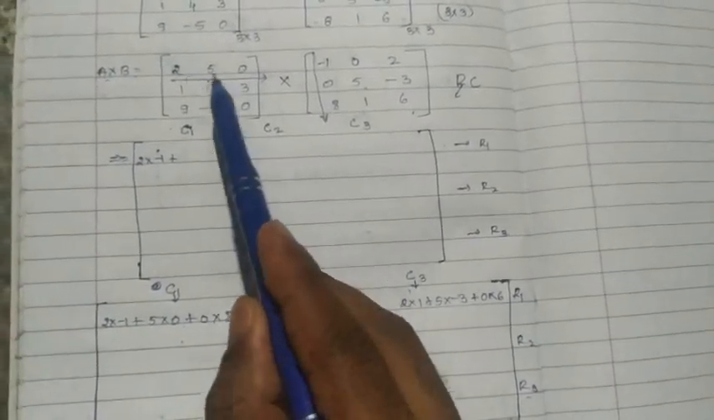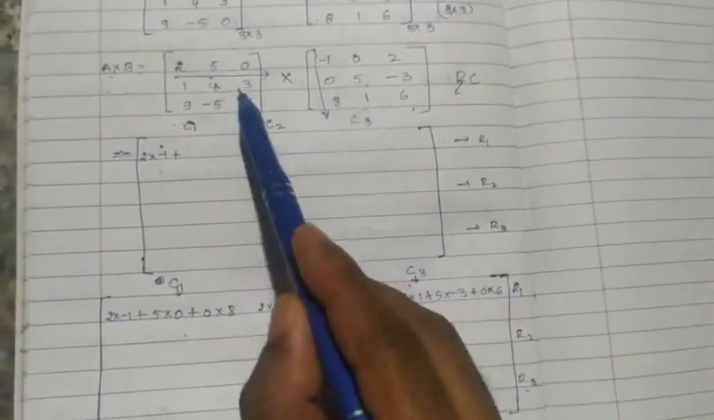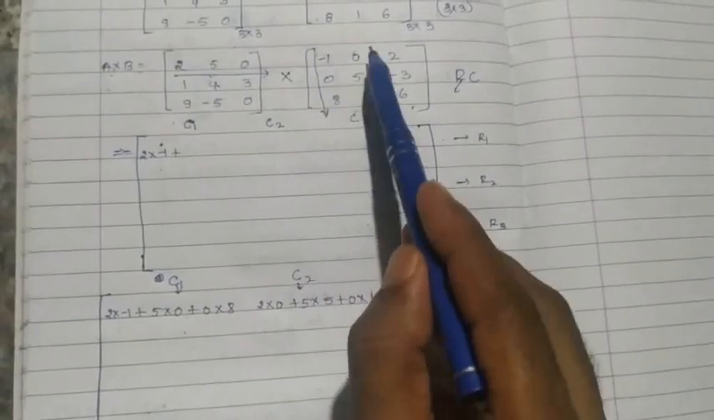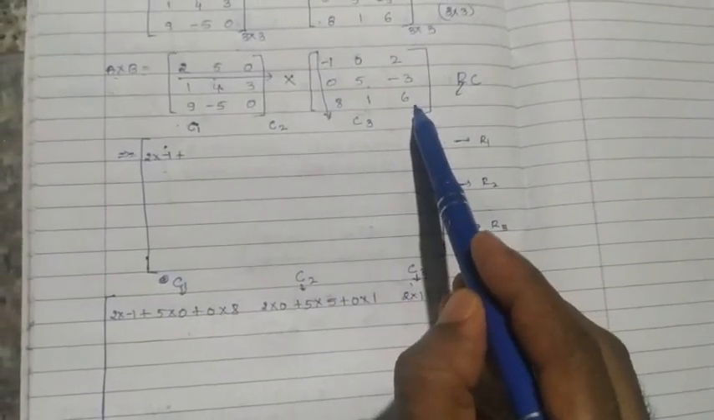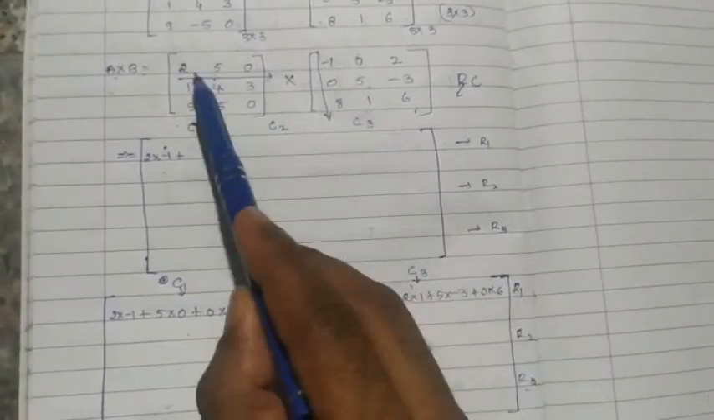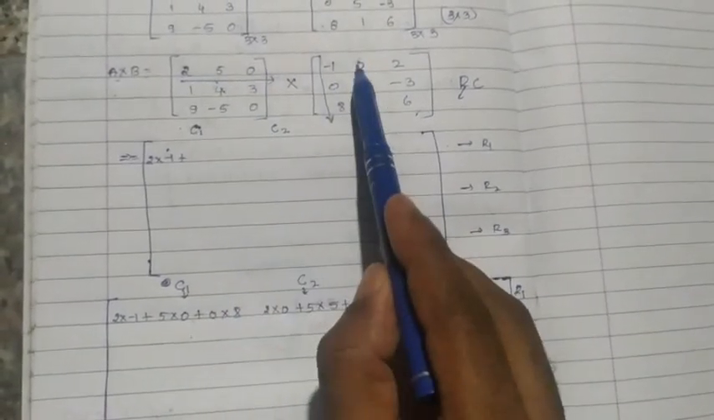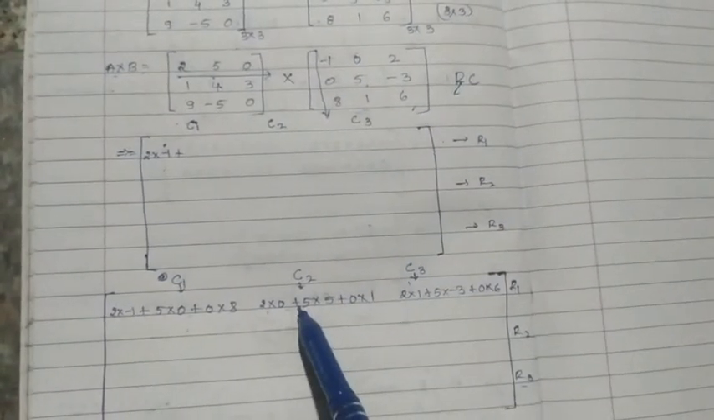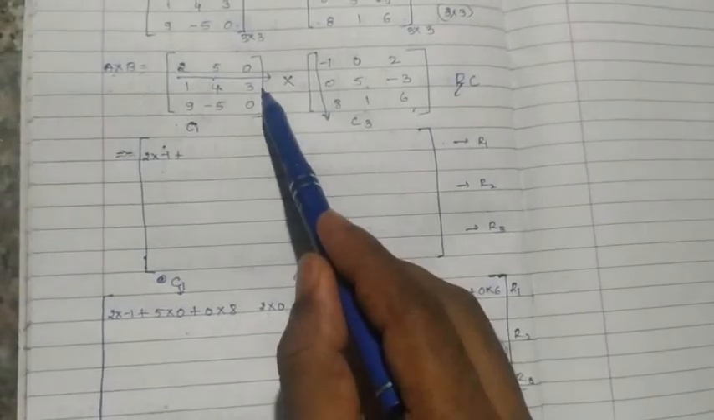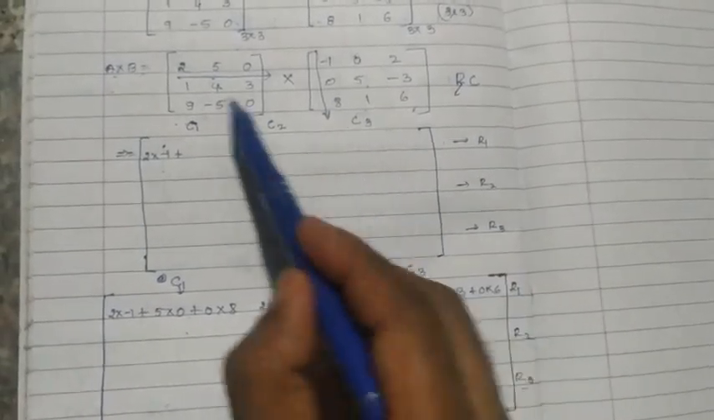Next is about what? First row, second column, do not go to the second row directly. In the first row, wherever there are columns, we have to do the multiplication there. Got it? That is first row, second column, that is 2 first element with the first element, 2 into 0. Next plus 5 into 5 plus 0 into 1. That is the first row, second column entries here.